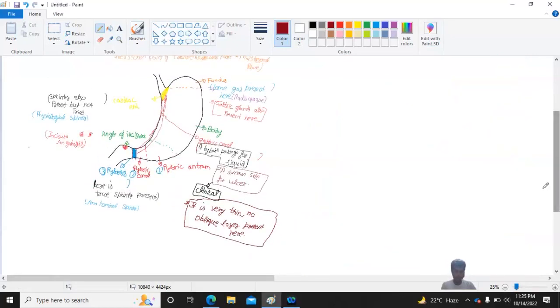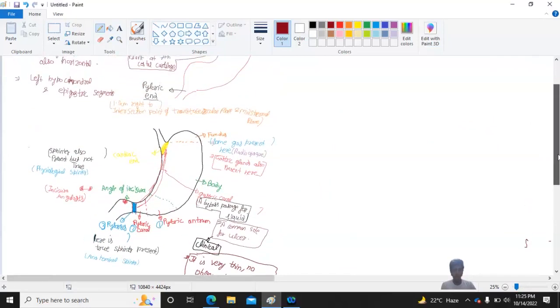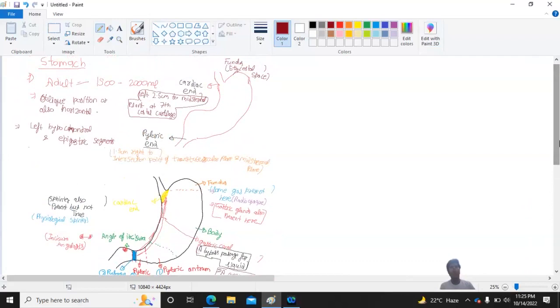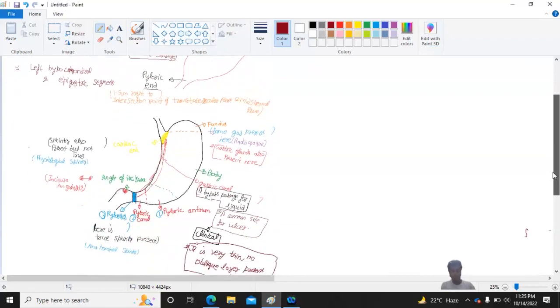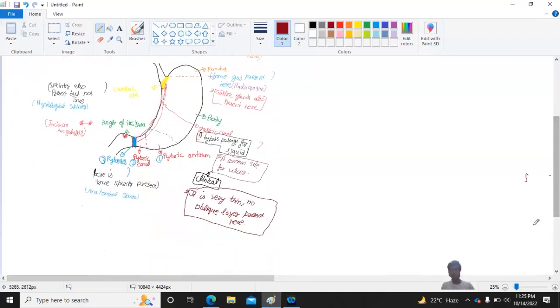This is the total part we have covered about stomach. Then adult volume, oblique position, left gastric, left side. One point is left side, another point is the right side. Its parts, sections, body, clinical, and etc. Now come to another section.